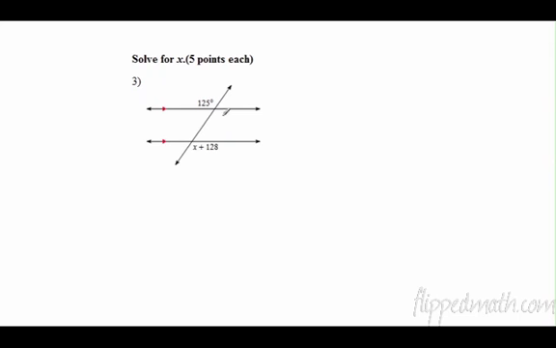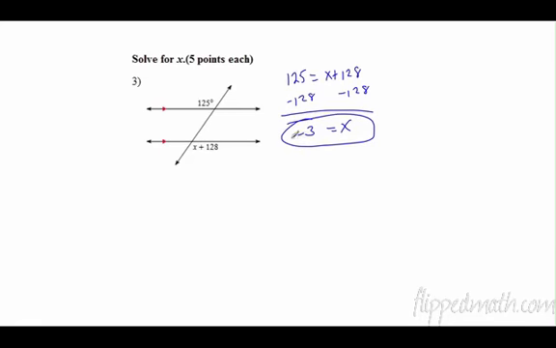So we have to solve. These are alternate exterior angles, and you need to know that when we have those and the lines are parallel, then they're equal. So you set up an equation. So 125 equals x plus 128. Subtract 128. X equals negative 3. Remember, we're not saying the angle is negative 3 because that couldn't be, but we're saying x is negative 3. If you look, negative 3 plus 128 is 125.